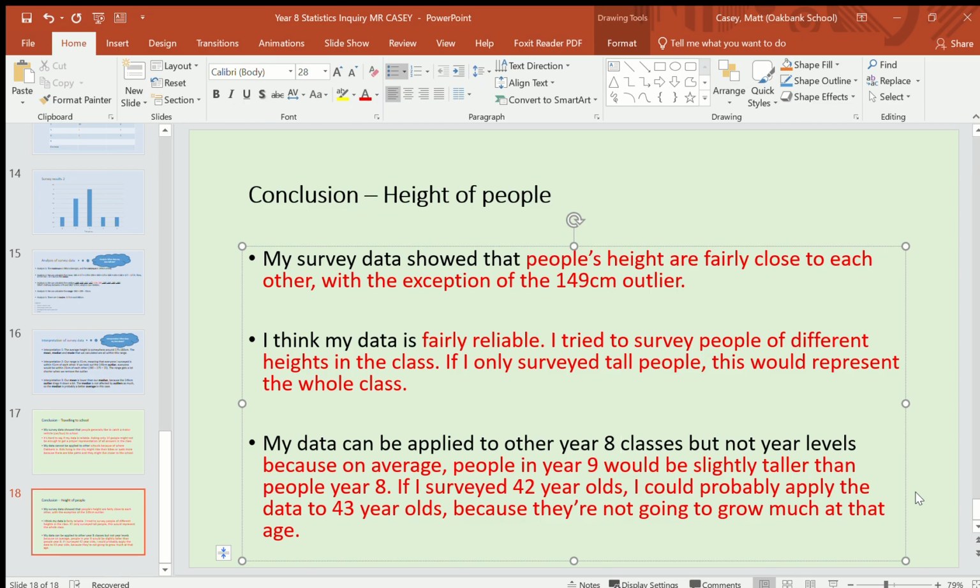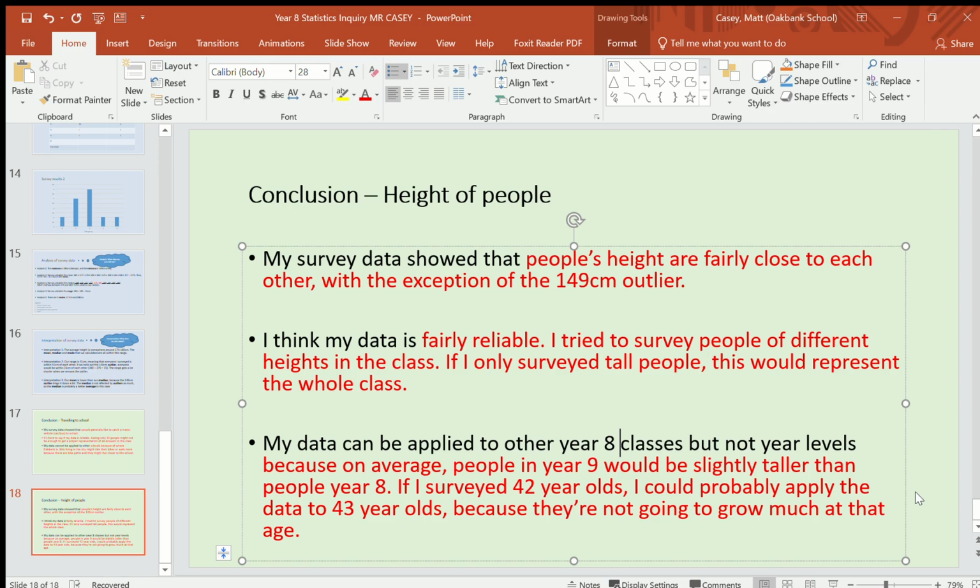So next year, all of you will be, on average, slightly taller than you are now, because people are going to hit their growth spurts. No one's really going to grow any smaller unless they lose both their legs or something, but that's a really extreme case and will probably never happen. If I surveyed like 42-year-olds, I can probably apply the data, because 42-year-olds are not going to be much shorter or taller than 43-year-olds, because everyone's done their growing by then.